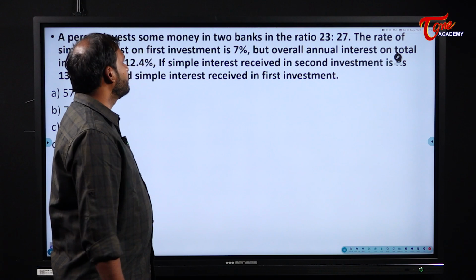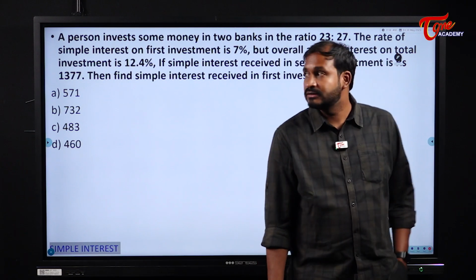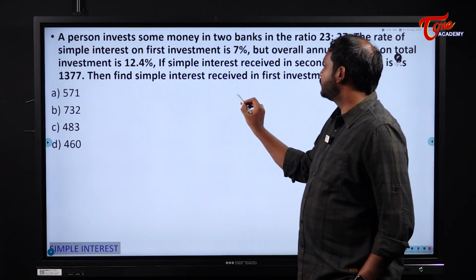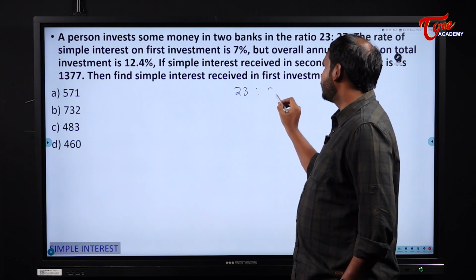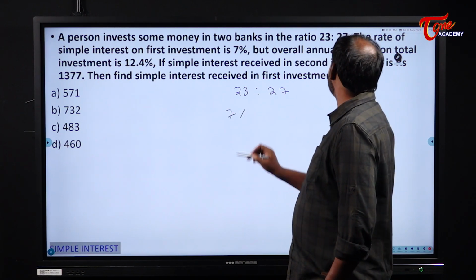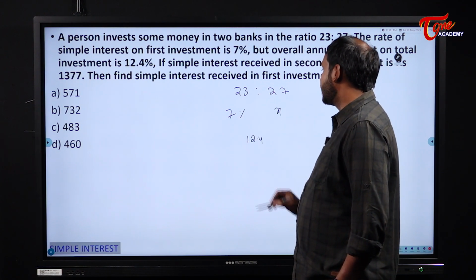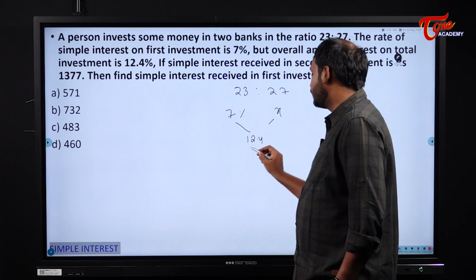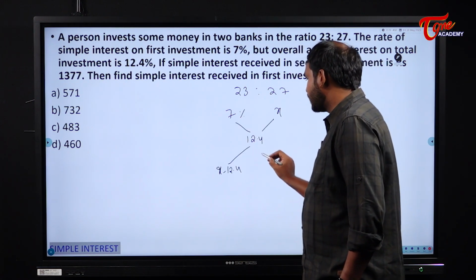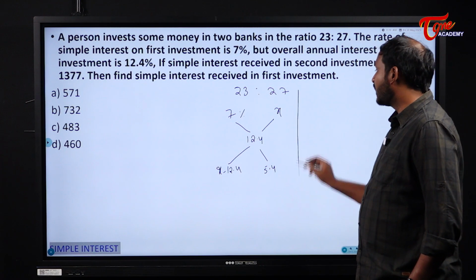A person invests some money in 2 banks. Similar one. Pause the video and try to solve it. The ratio is 23 to 27. The first investment is at 7%, but the overall annual interest on the total is 12.4. Assume this as some x. Now cross multiply. What is the difference here? x minus 12.4. What is the difference here? 5.4. That means what can I write?